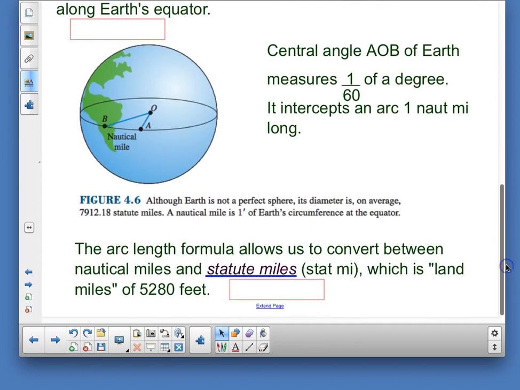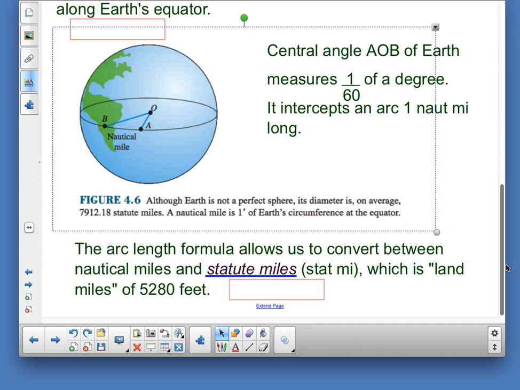Now, the connection between a nautical mile and a regular mile, or a statute mile: when I say I live 5 miles from school, 6 miles from school, that's a statute mile, the 5,280 foot mile. Although Earth is not a perfect sphere, its diameter is on average 7,912.18 statute miles. A nautical mile is 1 minute of Earth's circumference.